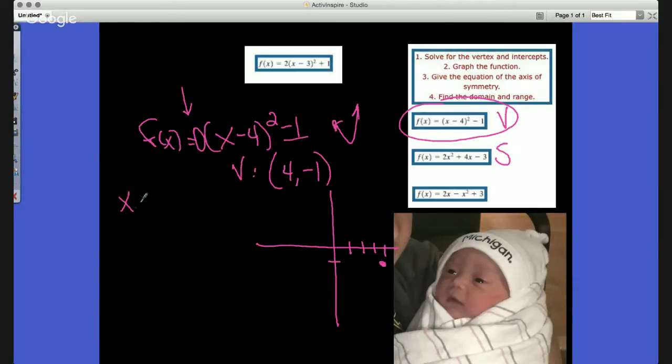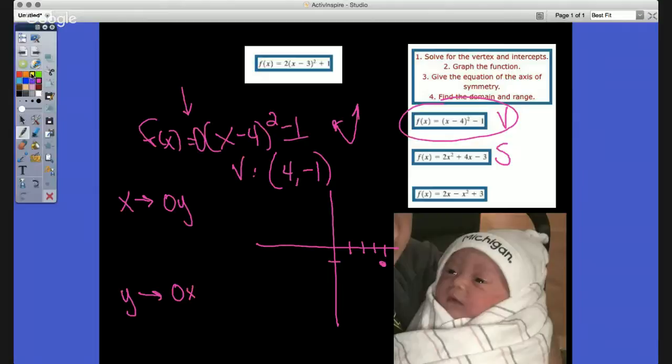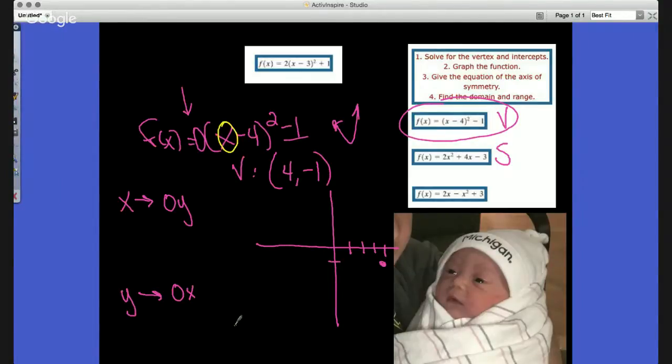Now, how do I find my x-intercept? Well, I plug 0 in for y, right? How do I find my y-intercept? Well, I plug 0 in for x, okay? So if I start at the bottom, now we're here, okay? If I'm really trying to solve for this, I'm going to plug 0 in for x up above.